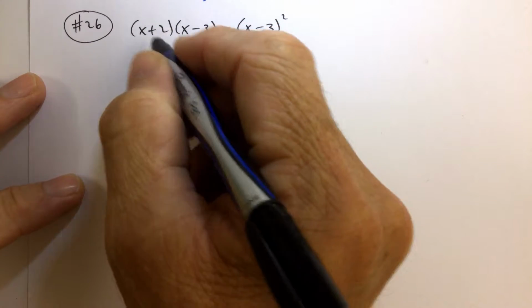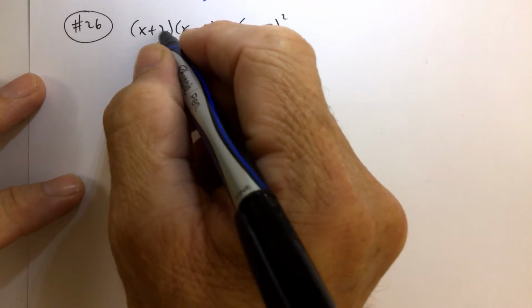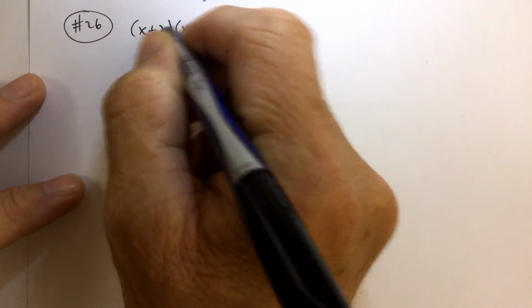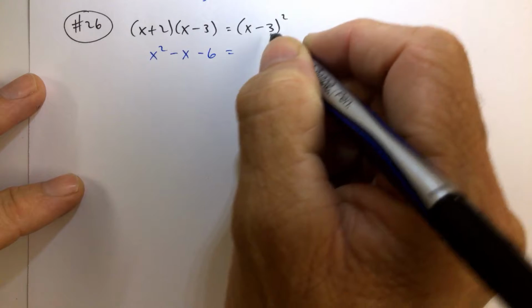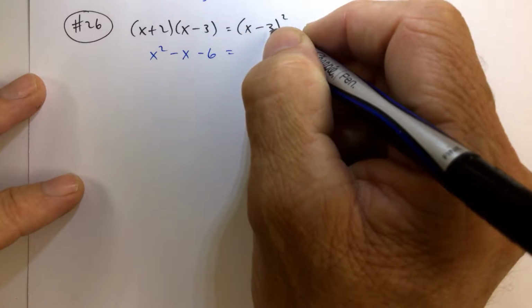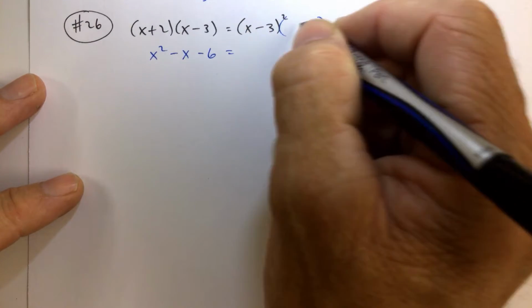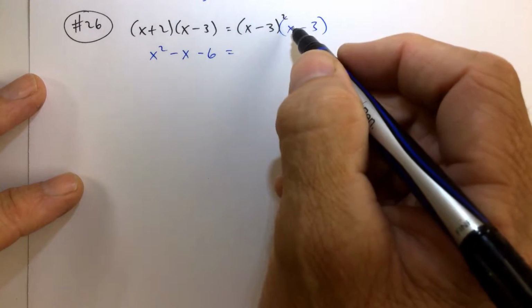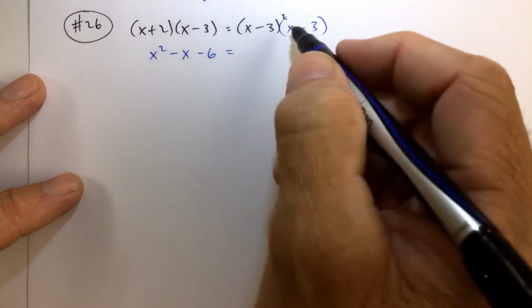First times the first is x squared. We have negative 3x and a positive 2x. That's a negative 1x. Minus 6. 2 times negative 3 is negative 6. And if we multiply x minus 3 by itself, so we're squaring x minus 3, it's not just x squared plus 9 or x squared minus 9. You've got to make sure you FOIL it.